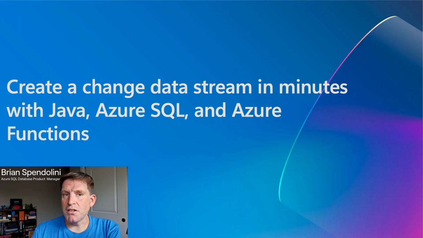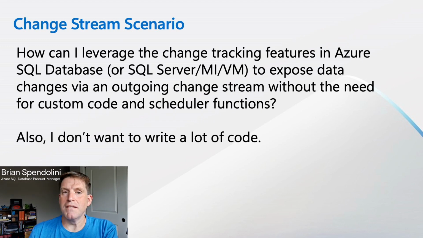This lightning talk is going to go over how quickly you can create a change data stream with Java, Azure SQL, and Azure Functions. Our task is simple. How can I leverage the change tracking features of the Azure SQL Database to expose data changes using an outgoing change stream with little or no custom code and no scheduler features? Also, I don't want to write a lot of code. In fact, I don't want to write any code at all.